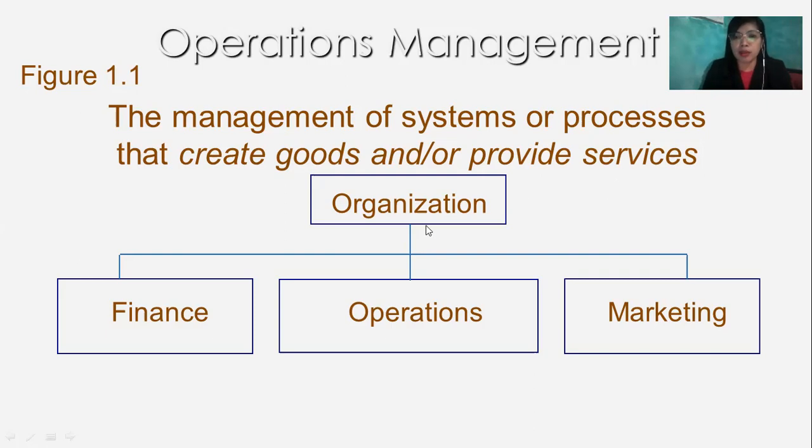Here is an example of an organizational chart. So we have the different departments under the organization. Under the organization, we have finance, operations, and marketing. In addition to these, we also have the sales department, the accounting department, and the purchasing department.